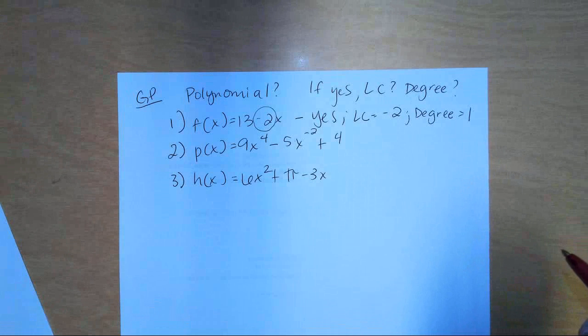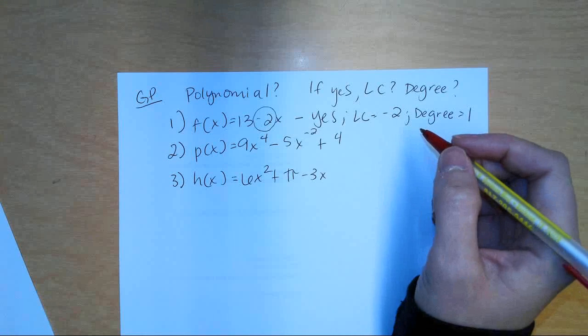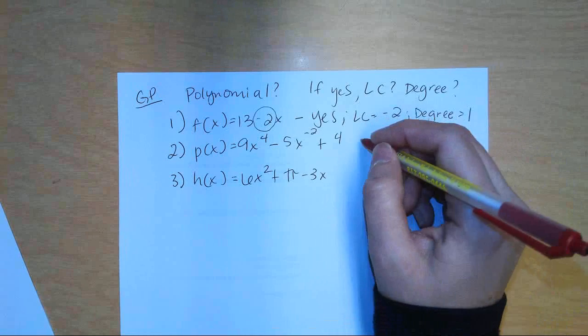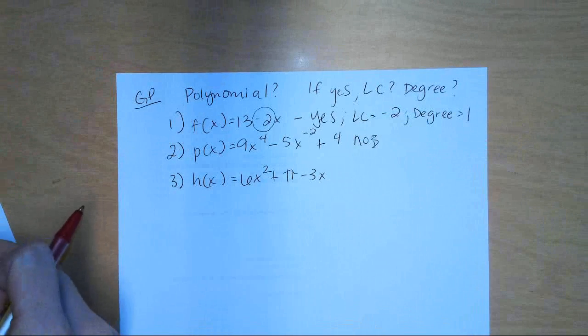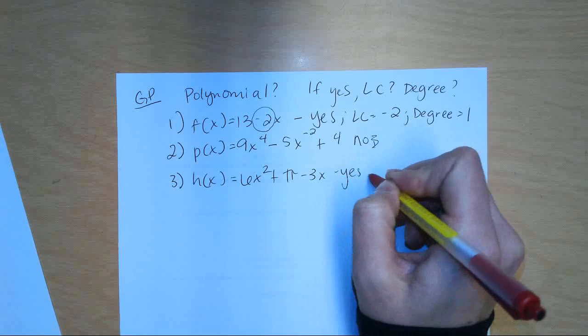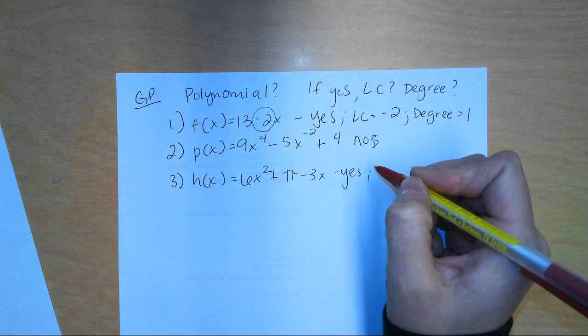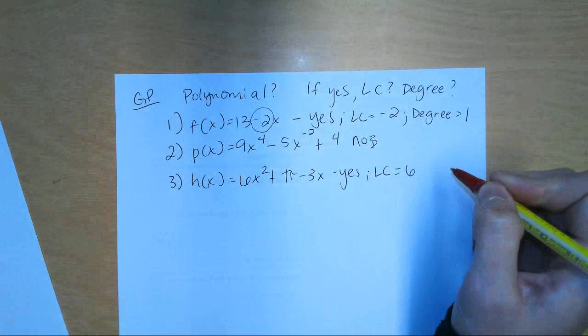Questions on 1? Okay, number 2. Owen, is it a polynomial? No, you got off easy. So there actually isn't a leading coefficient or degree. All right, Cameron, what about 3? Yes. And for the leading coefficient, let's see, Siana. 6, yes. And for the degree, Marissa.